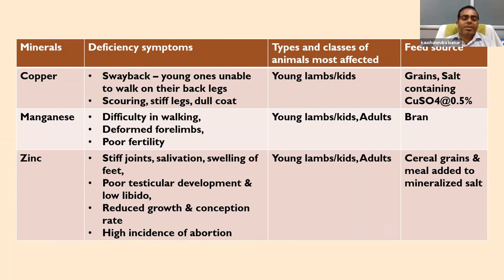Manganese deficiency causes difficulty in walking, deformed forelimbs, and poor fertility. Young lambs, kids, and adults, all classes of animals, can be affected by manganese deficiency. Grain byproduct is a good source of manganese.